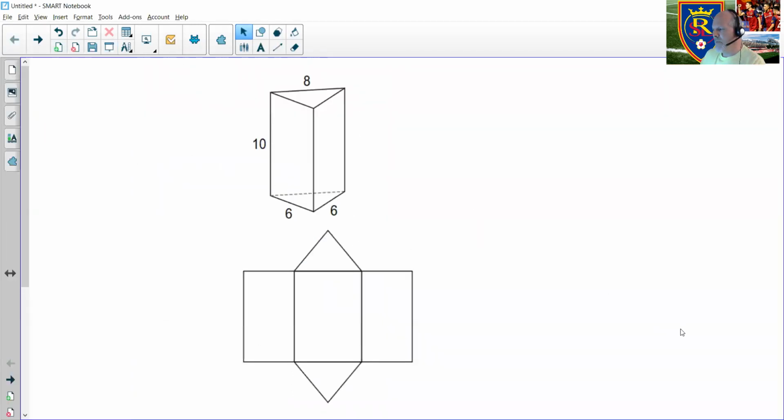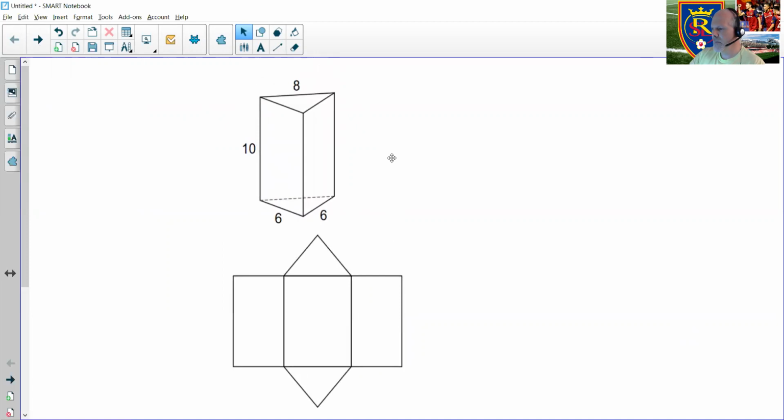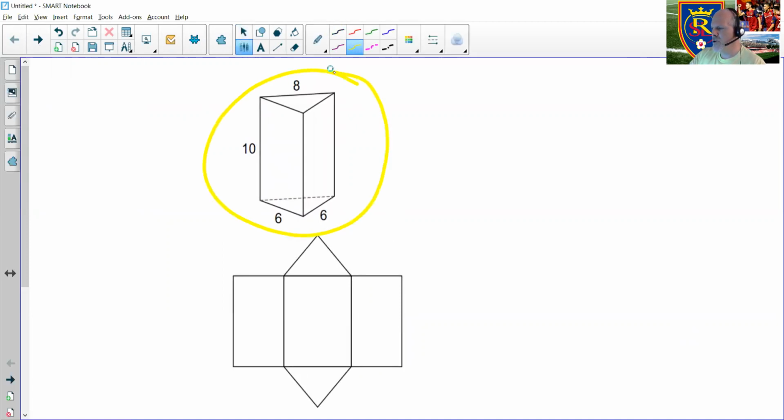So on homework 8.1, most of it is multiple choice and self-explanatory, but there are four problems at the end which might be a little confusing. So you see a picture of a three-dimensional solid right here, a triangular prism. And what we need to do is take these numbers and write them on the appropriate sides of the net, or the two-dimensional drawing of the three-dimensional shape as it's kind of peeled out and laid flat on a table.